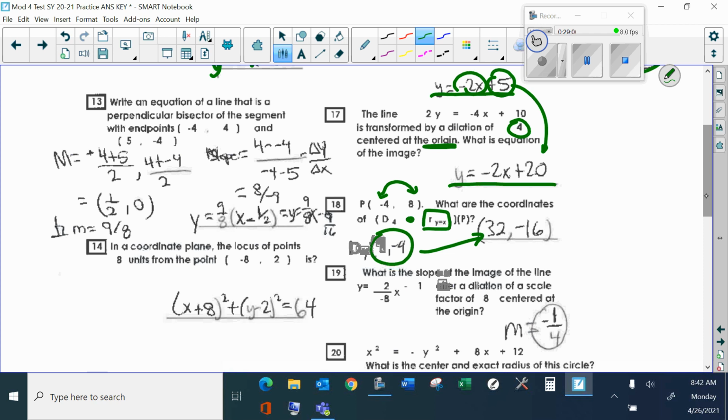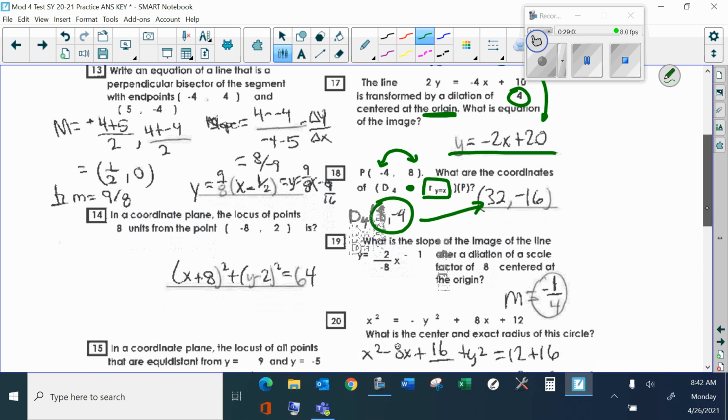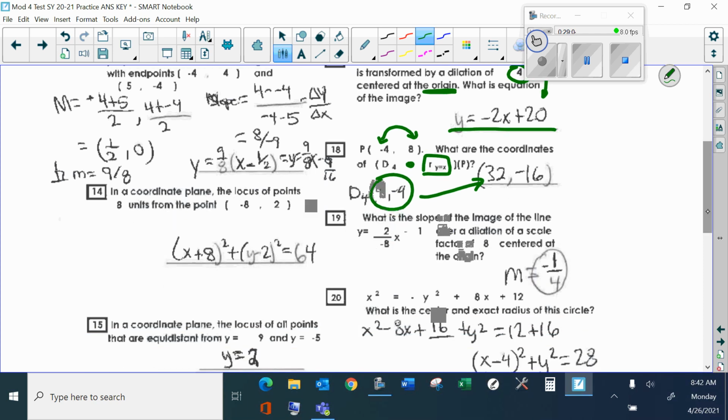All right, we'll do 19. What's the slope of the image of the line after a dilation of a scale factor of 8 centered at the origin? Well, what's the slope? What do we know doesn't change? The slope. So there is the slope, 2 over negative 8, which simplifies to negative 1/4. Always simplify it.